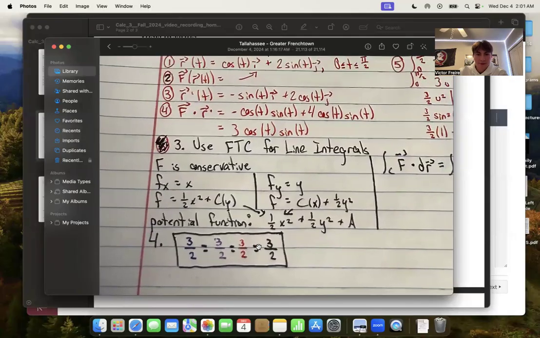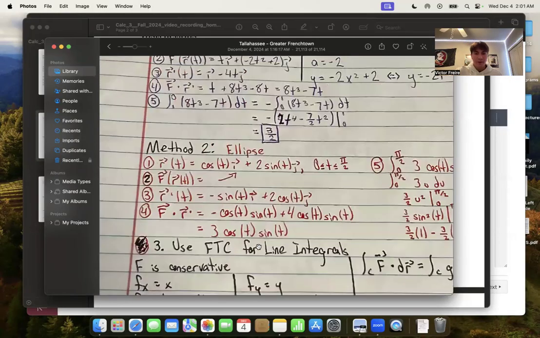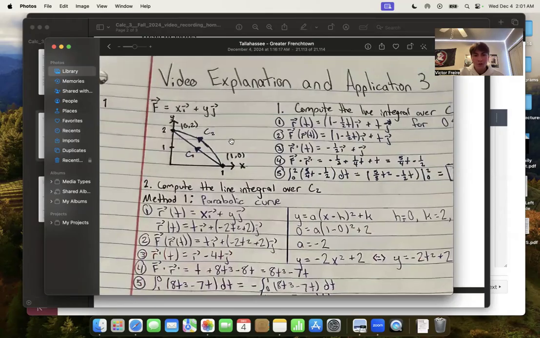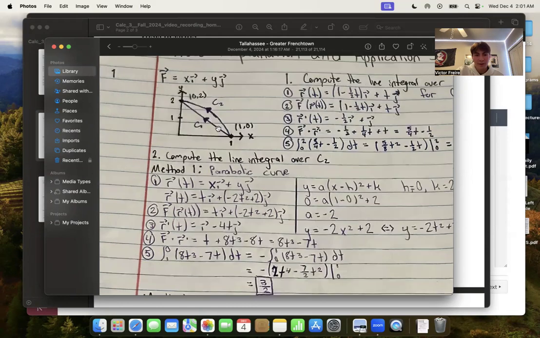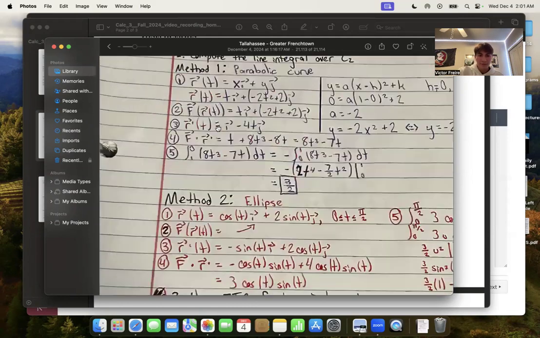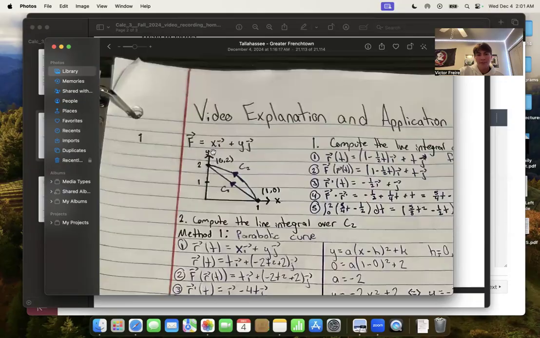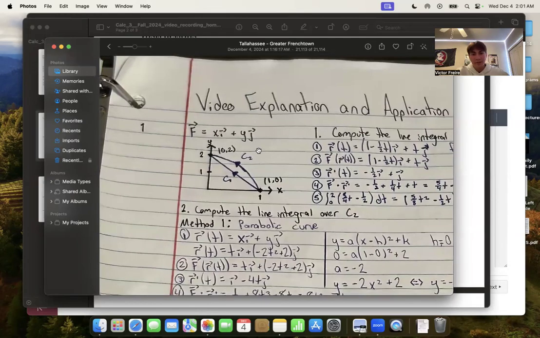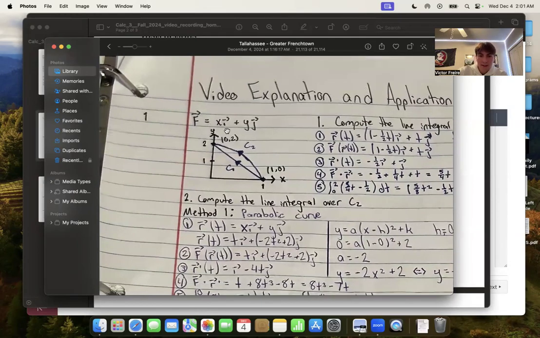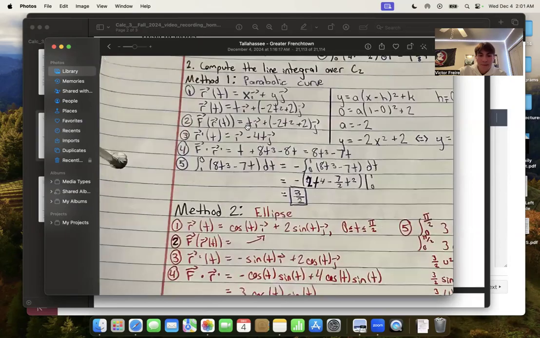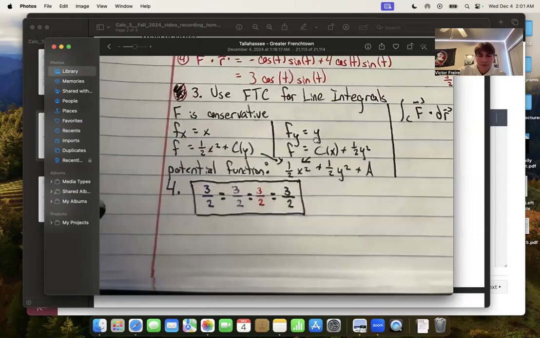So how do we find this potential function? Let me go back up here. We're assuming that this is just the gradient of f, so we want to find the original function f. We have to take the integral to find that. If this is a gradient vector, we know that this is f sub x i plus f sub y j, so f sub x is equal to x and f sub y is equal to y, which is what I wrote here.